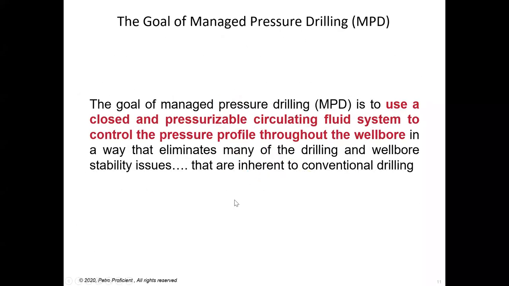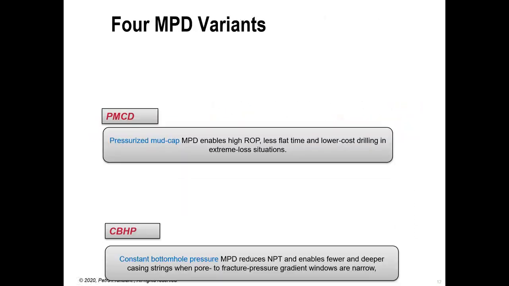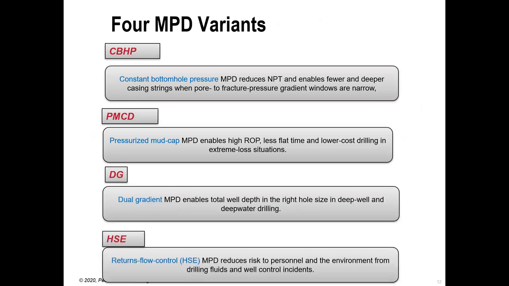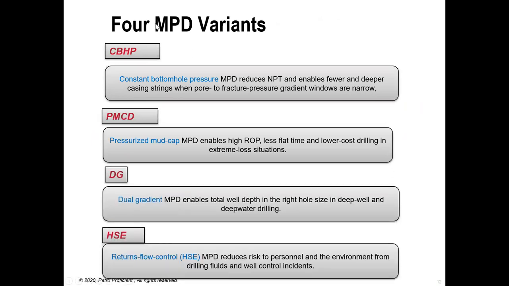So the goal of managed pressure drilling is to use a closed and pressurized mud circulation system to ensure that you do not encounter any of these problems like wellbore instability or kicks and losses. Let's have a quick look at the four variants. The most common one is constant bottom hole pressure, and this is what we'll be mainly discussing today.